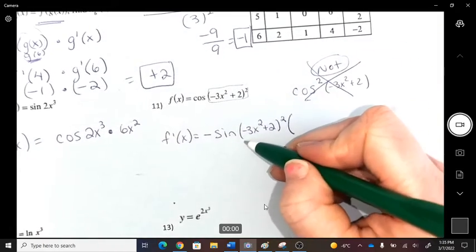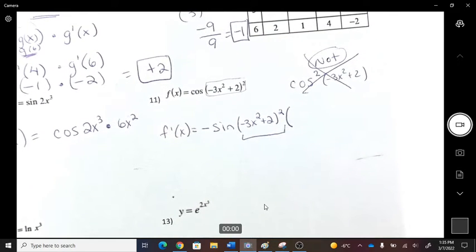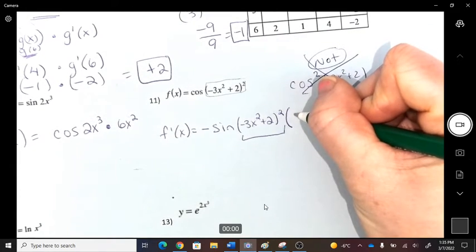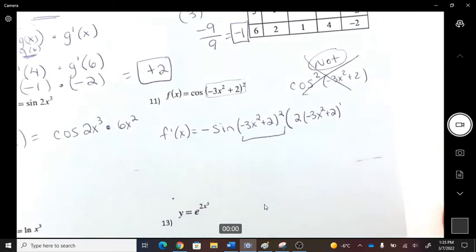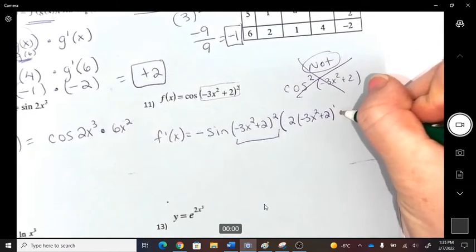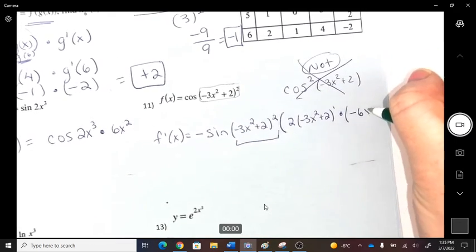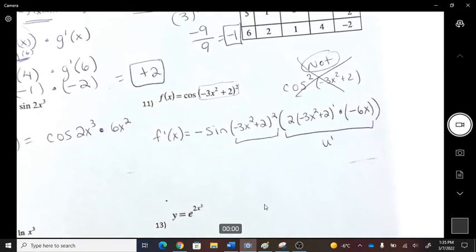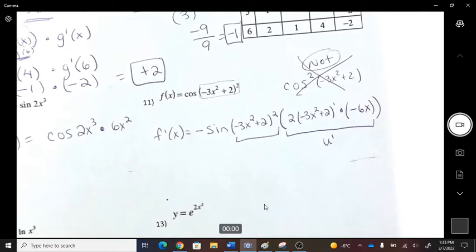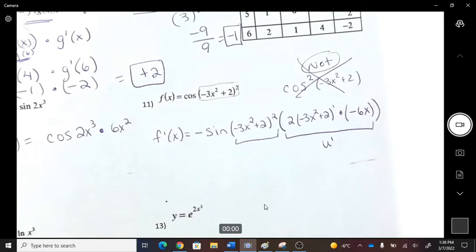Okay, what's the derivative of that? What are you going to do when you derive it? You're going to have to do a whole chain thing, right? A power chain. So the derivative is 2 of those to the 1, or you don't need to write it, times the derivative, so negative 6x. So that is kind of like the u prime part of it, right? Okay.